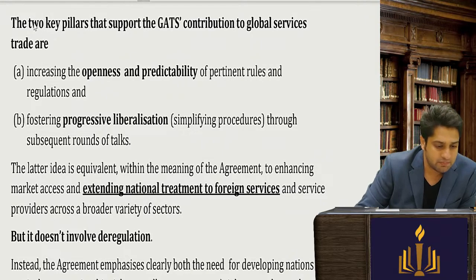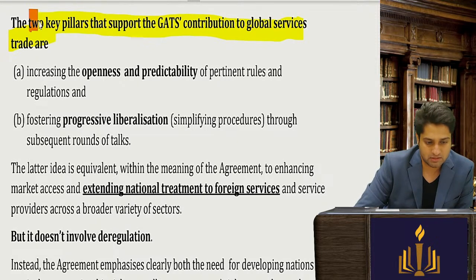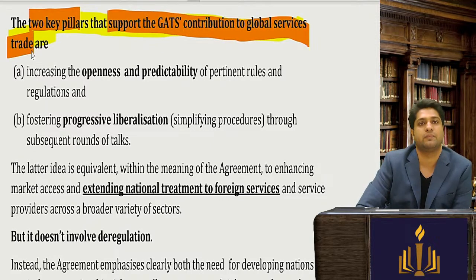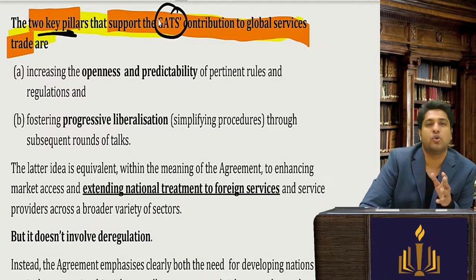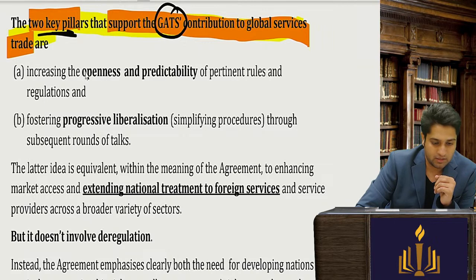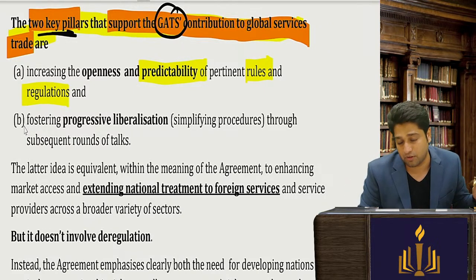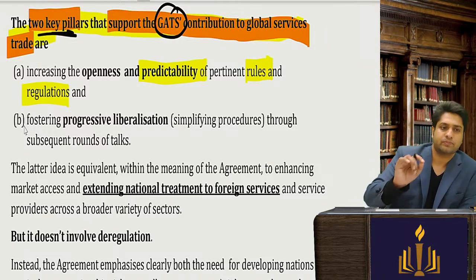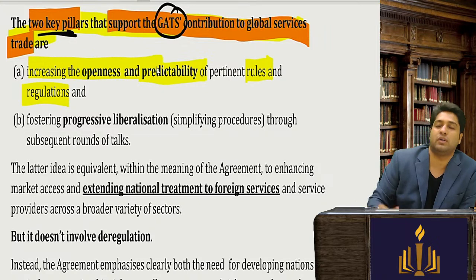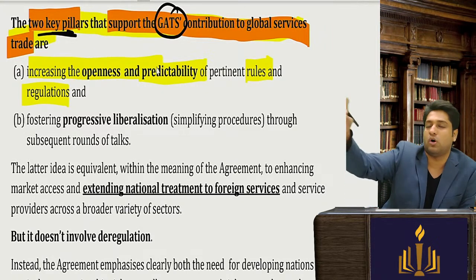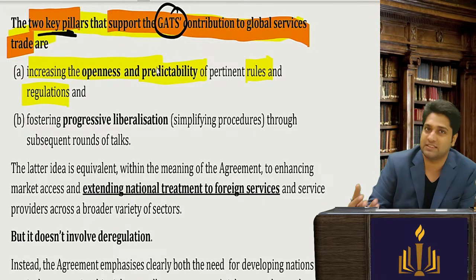Now, two key pillars that support the GATS's contribution to the global services trade. So what are two key pillars? Now see, if we just understand what GATS does, you will understand globally they are helping in predictability of the rules and regulations. Since they lay down the basic framework, the principles, it will lead to increasing the openness and predictability of rules. That means I will know today the laws for USA, laws for any country in Europe will provide more or less the same custom rules, and which is a fact.